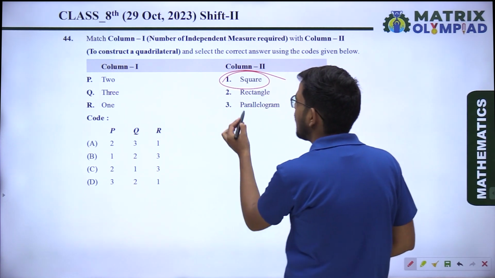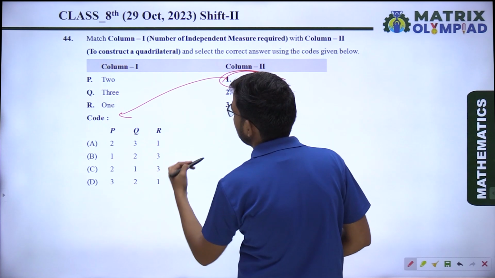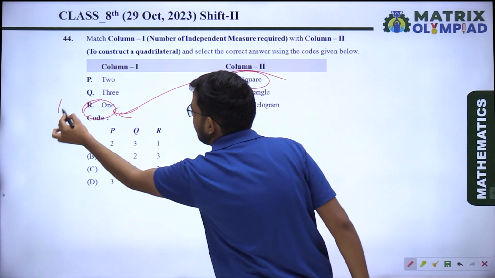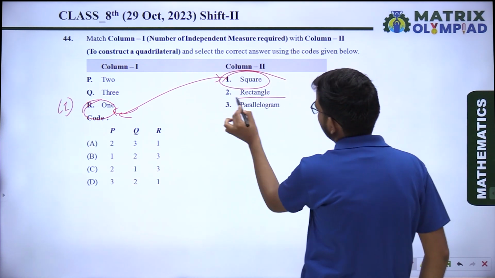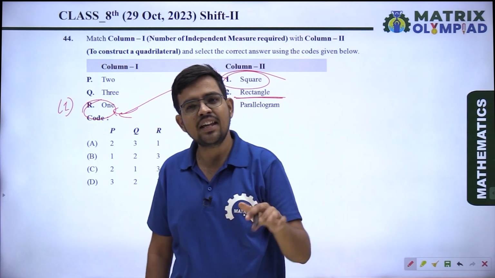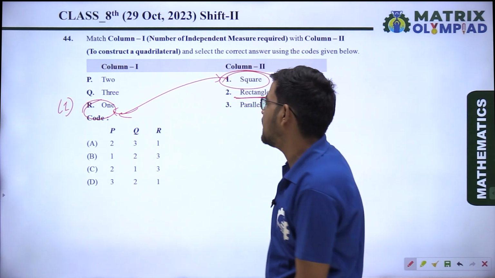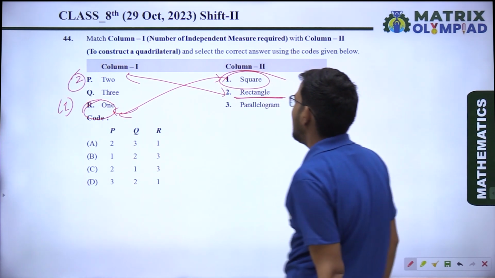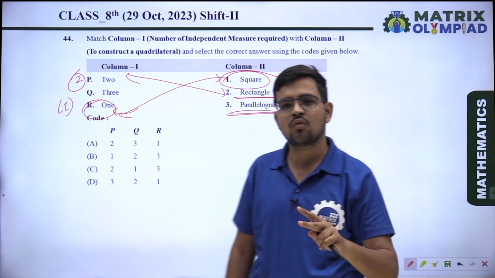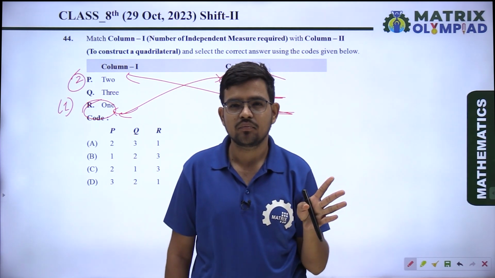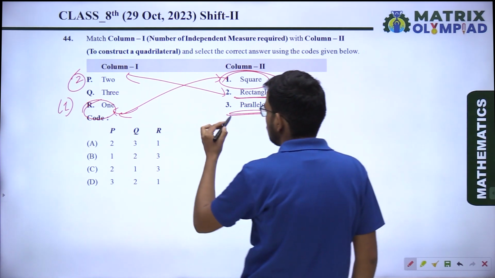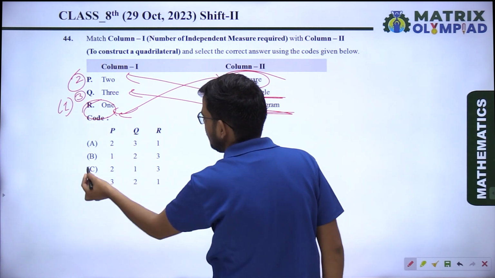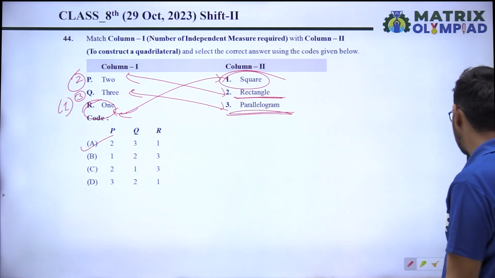So we require only one side. It means in a square there is only one independent measure. It means P's answer is first. Rectangle. In a rectangle, length and breadth are required. It means two independent measures are required. So Q's answer is 2. And parallelogram. In a parallelogram, we require two sides and one angle. So 3 measures are required. So R's answer is third. So the correct answer is 2, 3, 1. Option A is the correct answer.